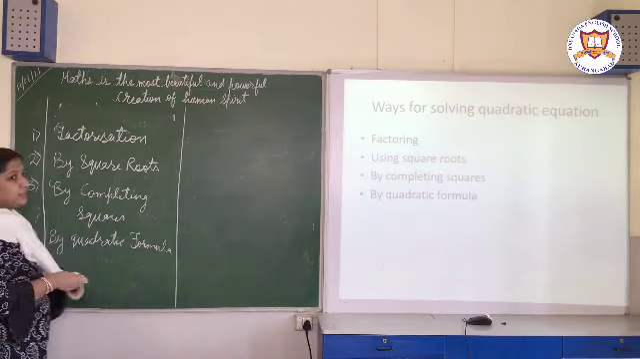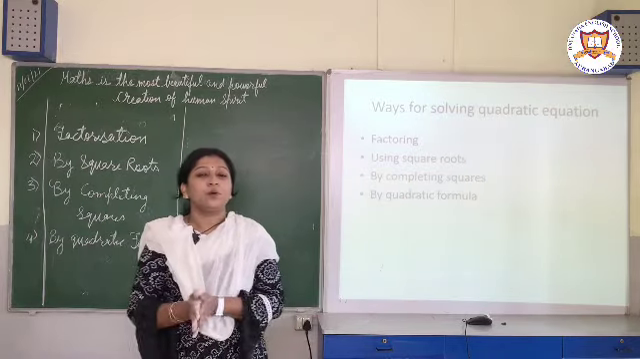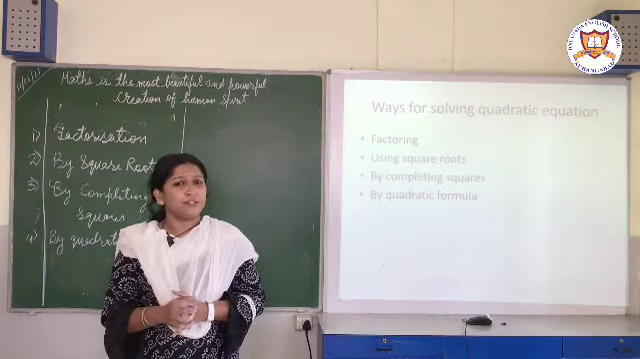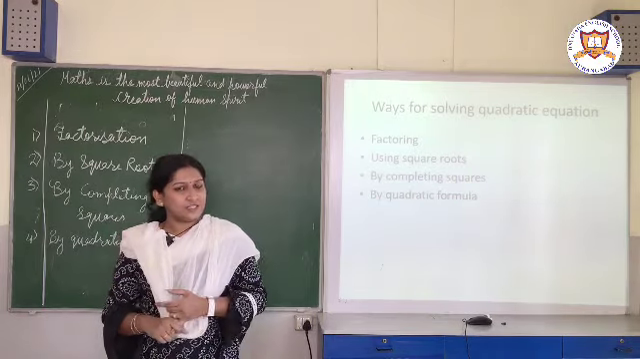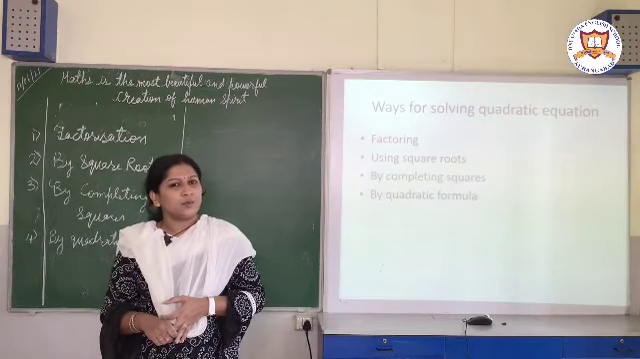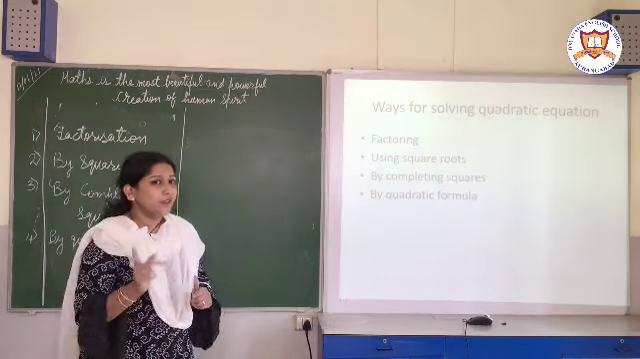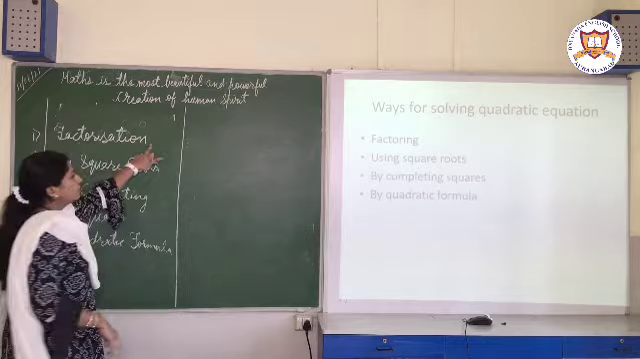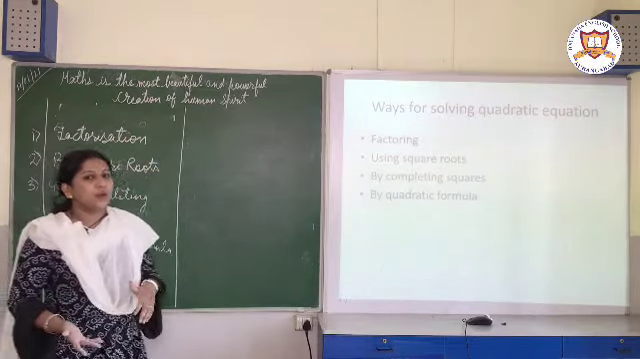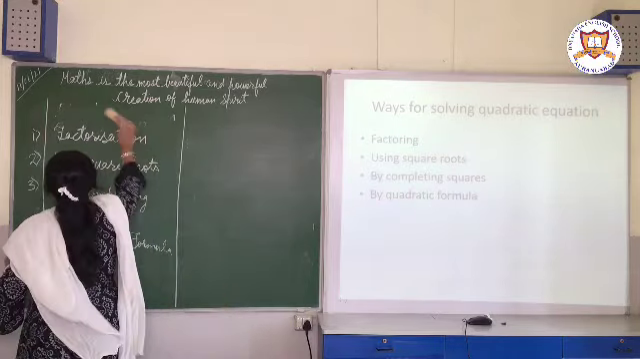So as I told you earlier students, quadratic equations are solved depending upon the type of quadratic equation it is, and it involves 4 ways for solving it. One is the factorization method, second is by square roots, third is by completing the square, and fourth by quadratic formula. So in this period we are going to see the first one, that is factorization. How to solve a quadratic equation with the help of factorization method.